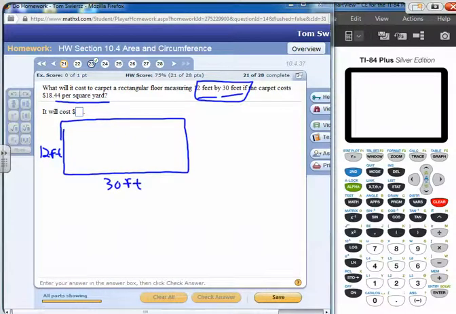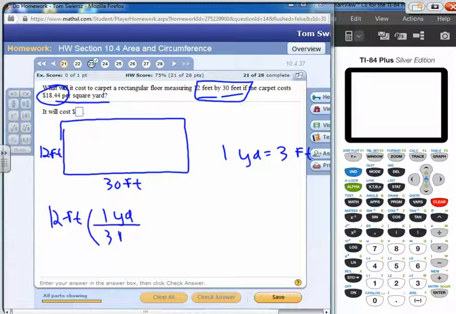Let's convert the width and the length into yards, and then we can multiply and get our answer in square yards and multiply by 18.44, the cost per square yard. Now remember, 1 yard is equal to 3 feet, right? So 12 feet, we want yards in the numerator, 3 feet in the denominator. So 12 divided by 3 gives us 4 yards for the width.